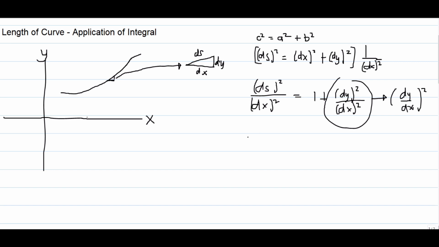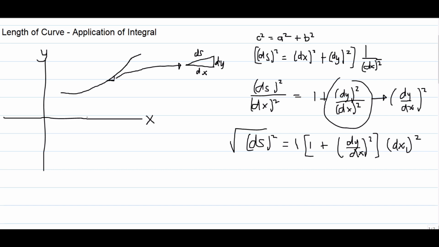So we have the quantity of ds squared equal to 1 plus the quantity of dy over dx, squared, inside brackets. Then we cross multiply, so this would be multiplied by the quantity of dx squared. Okay, we can now take the square root of both sides.